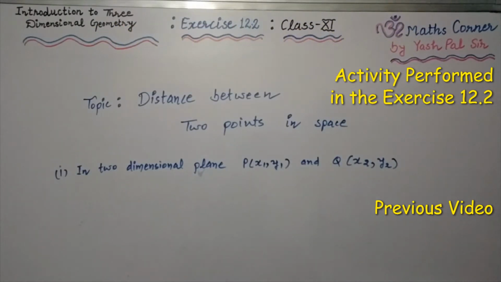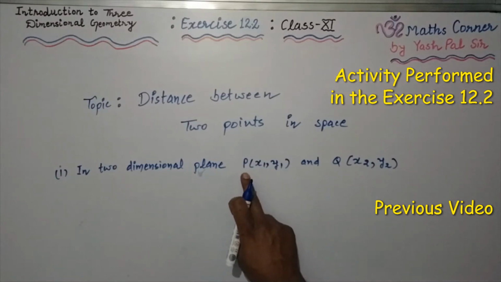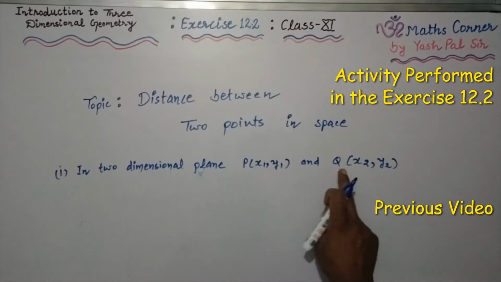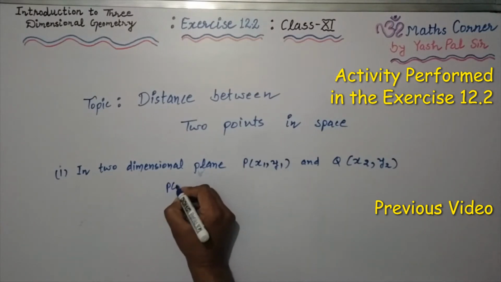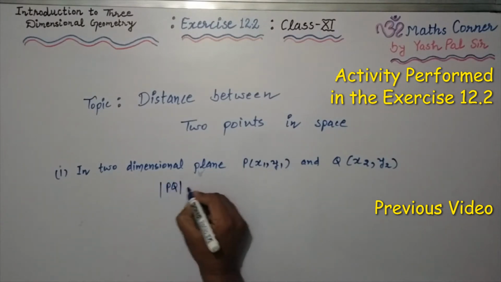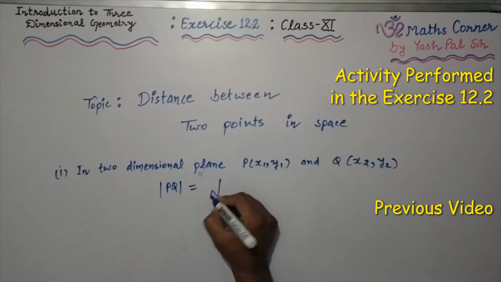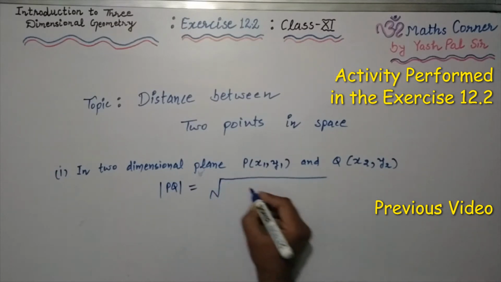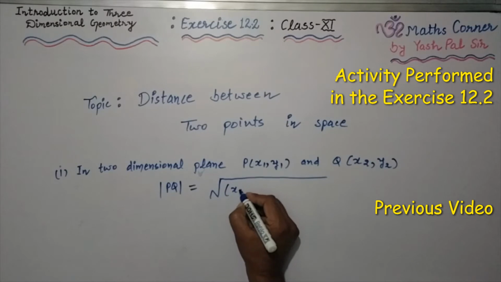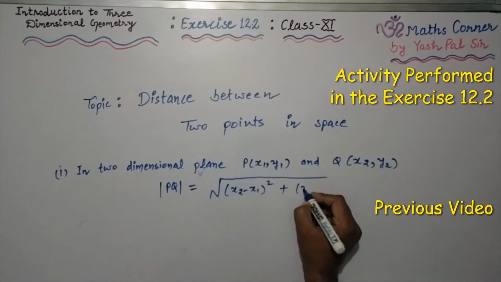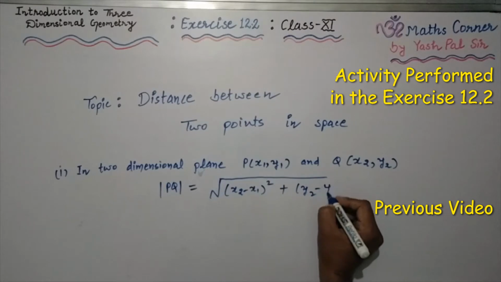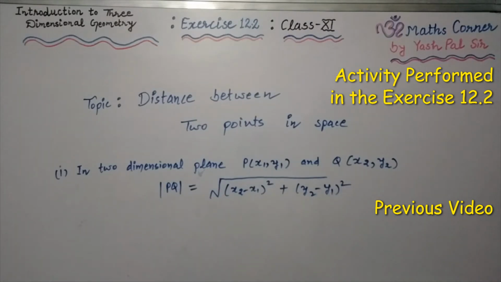In a two-dimensional plane, if we take two points as P (x1, y1) and Q (x2, y2), then the distance between P and Q is given by the formula square root of (x2 minus x1) whole square plus (y2 minus y1) whole square.